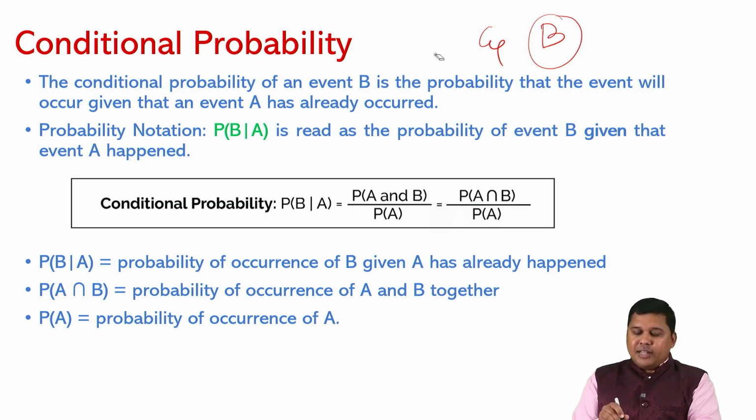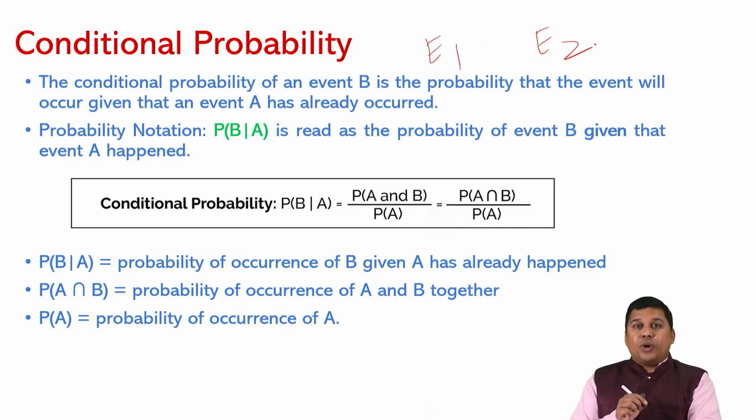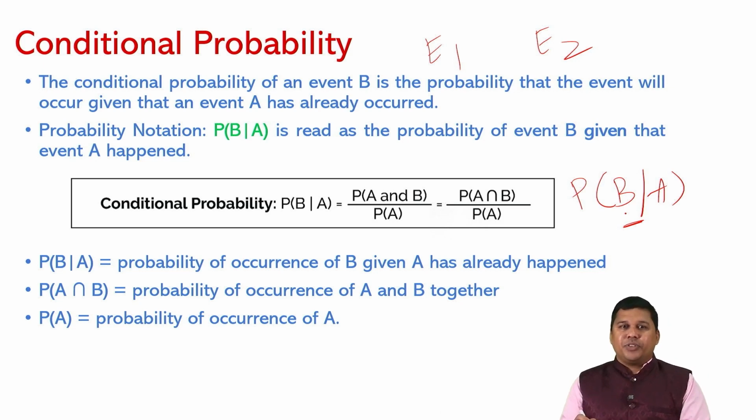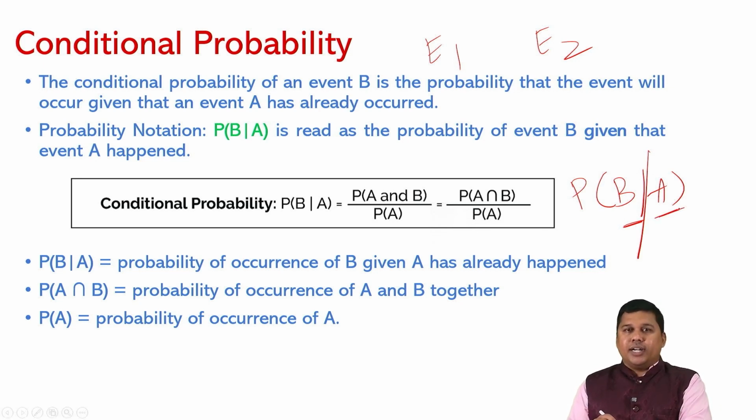To understand better, if there are two events E1 and E2, what is the probability of event E1 to happen given that E2 has already happened? This is conditional probability and we denote it by P of B by A. We do not say "by" here, this is read as "given that". So, P of B by A means the probability of event B given that event A has already occurred.